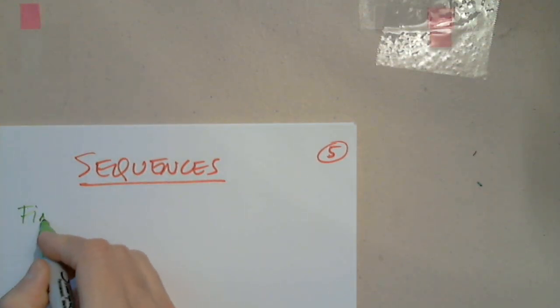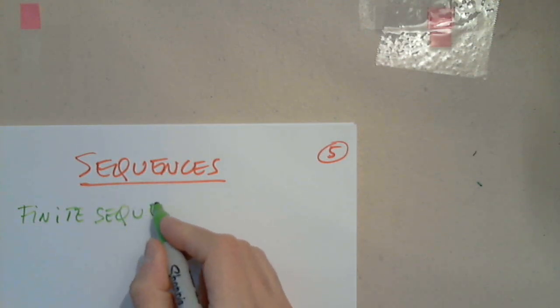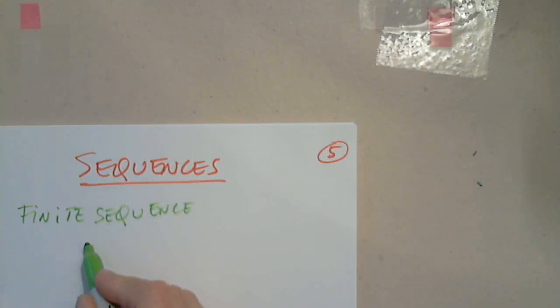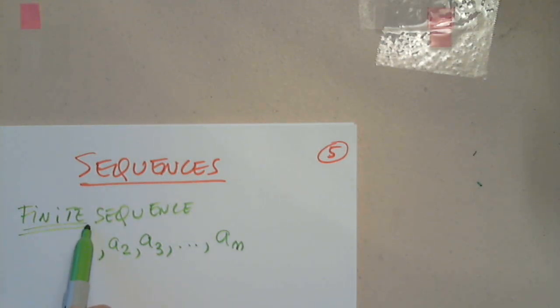A finite sequence will look like this. A1, the first term, comma, A2, the second term, A sub 3, dot, dot, dot, till AN, till the last one. Why is it finite? It's because it ends somewhere.